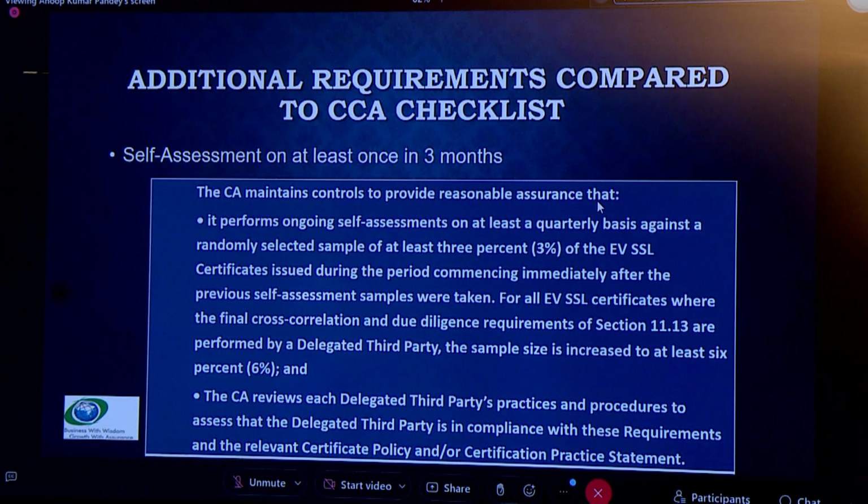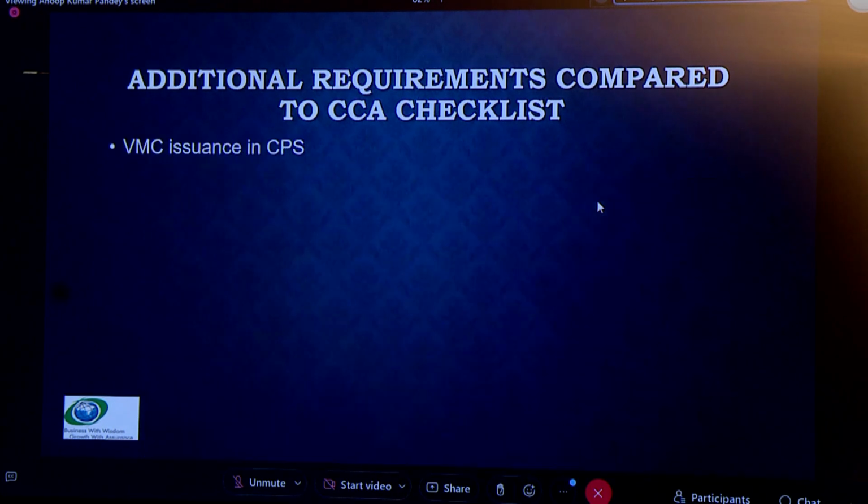This is another one. The small correction here is basically a self-assessment at least once in 3 months. Of the certificates we issued, 3% should be subjected to self-assessment, for EV certificates. See whether any of those have been violated or anything. So basically to check the forensic part of it, that's what they're looking for.